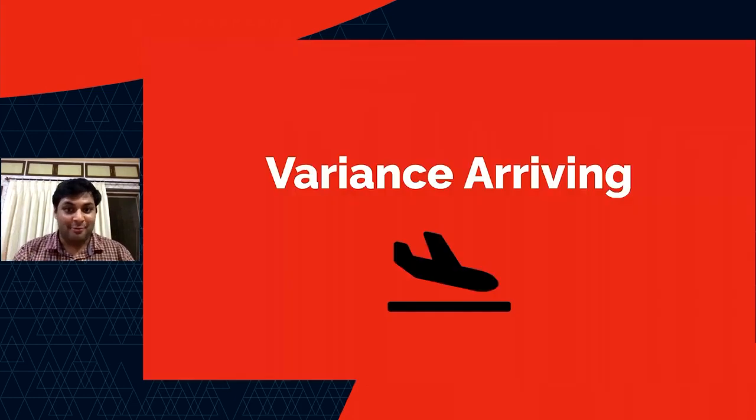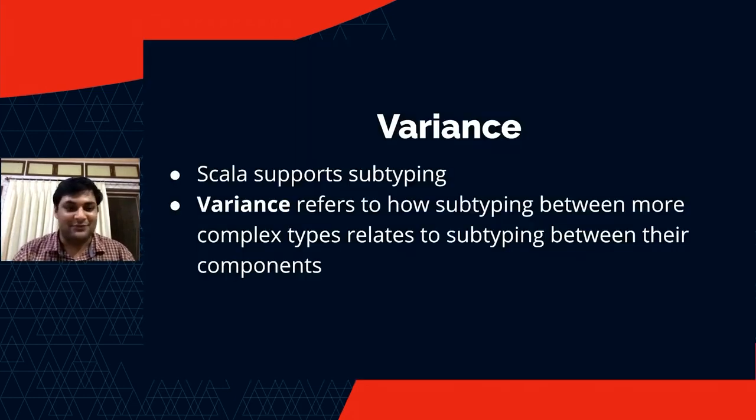Finally, variance has arrived. Scala supports subtyping. What does this statement refer to? If there is a subtype relationship and there is an expression which takes a supertype, the expression should also take a subtype. By that, I mean if there is an expression taking Animal, that expression should even take Cat, because Cat is a subtype of Animal, isn't it?